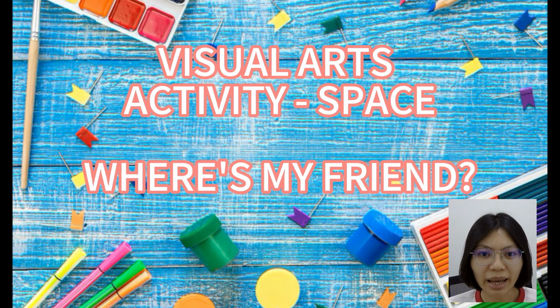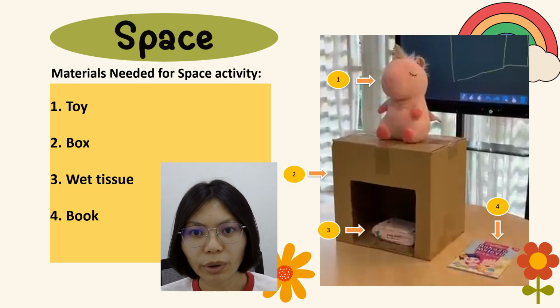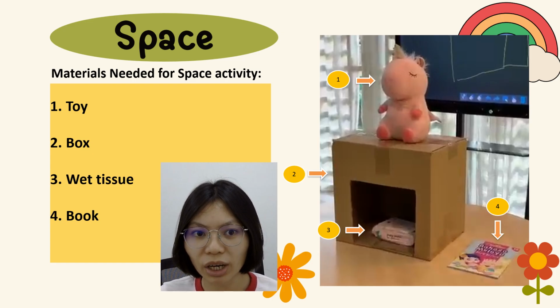Hello children! Today we are going to do a fun activity called Where is my friend? In this activity, we will use our eyes and words to explore where objects are in space. Some toys will be in, on, or beside something. We will practice using these words while having fun finding the hidden objects. First, I will show you the materials: toys, a box, a book, and wet tissue to keep things clean.